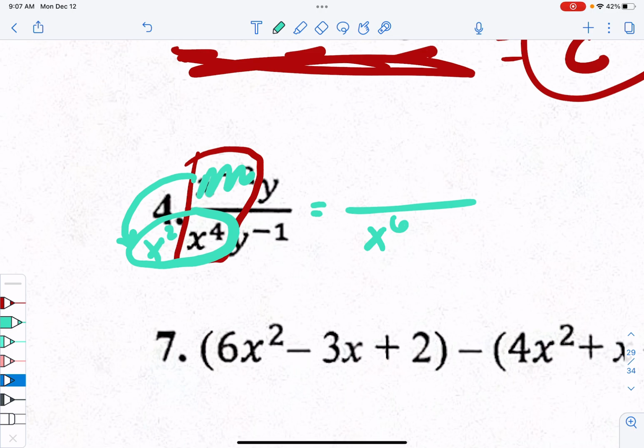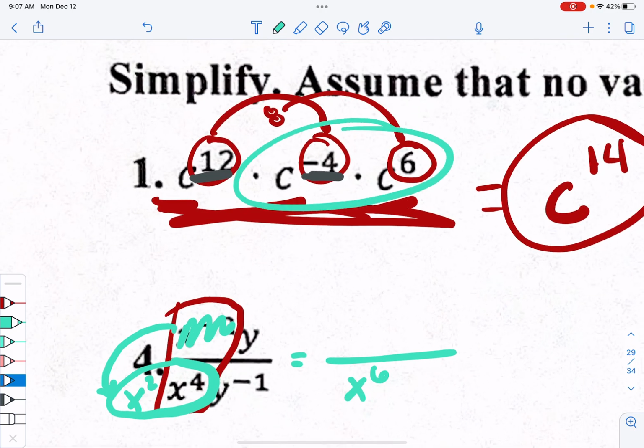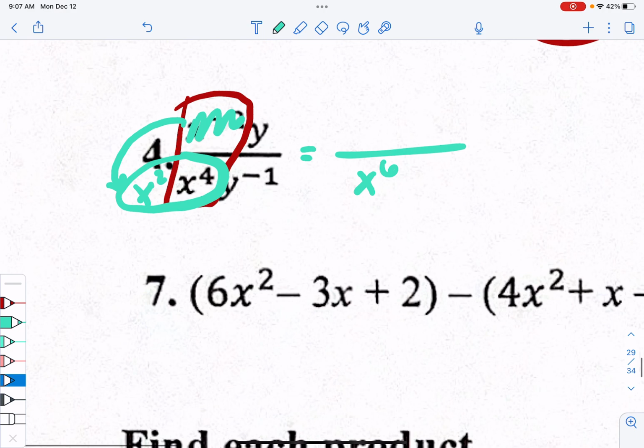Okay, I have 2 bases, so it's like this problem where I'm just adding these exponents together, right? So 2 and 4 makes 6. Okay, now I deal with the y's. Okay, so here's my y's.